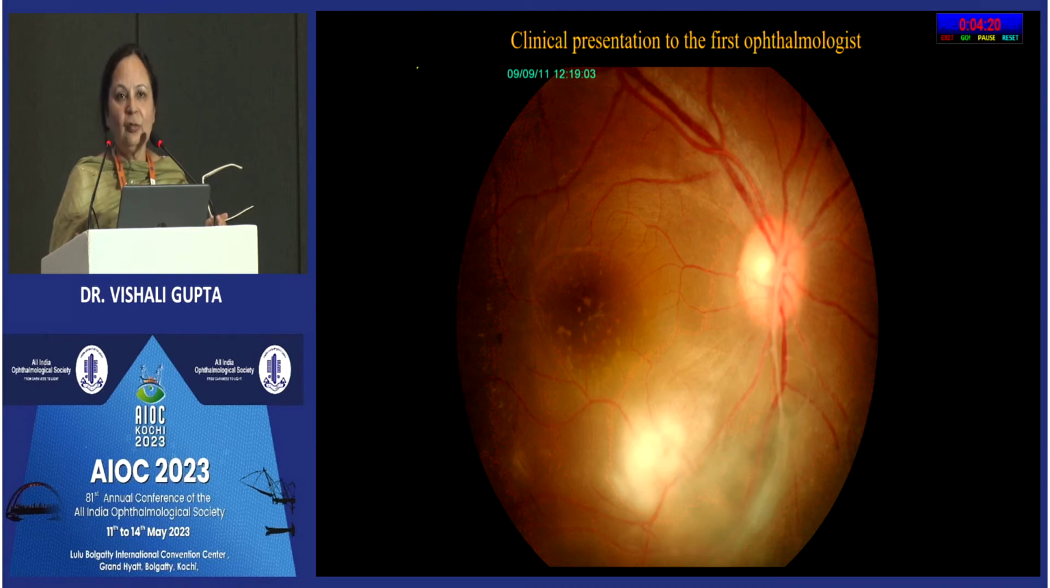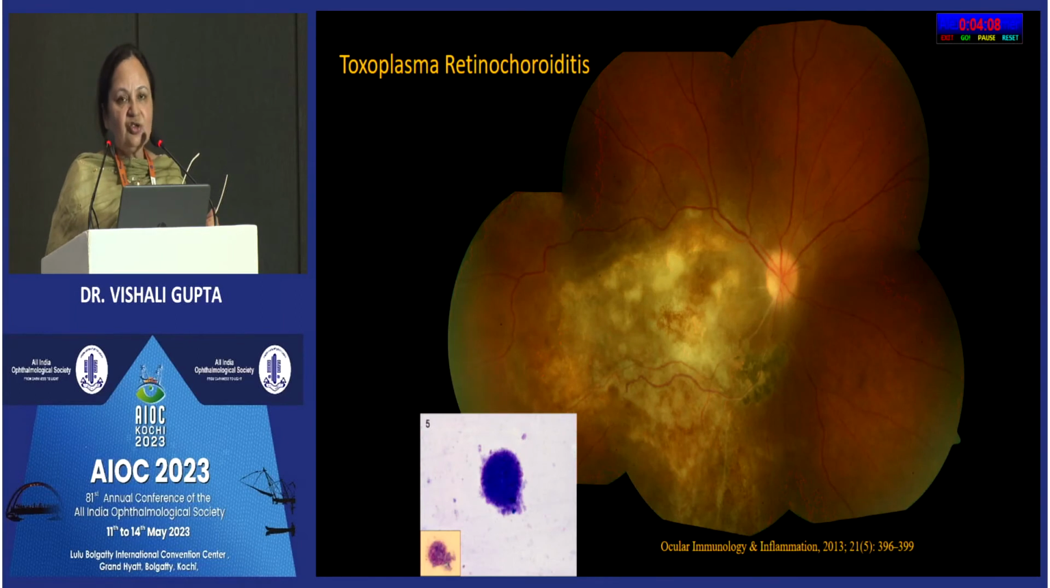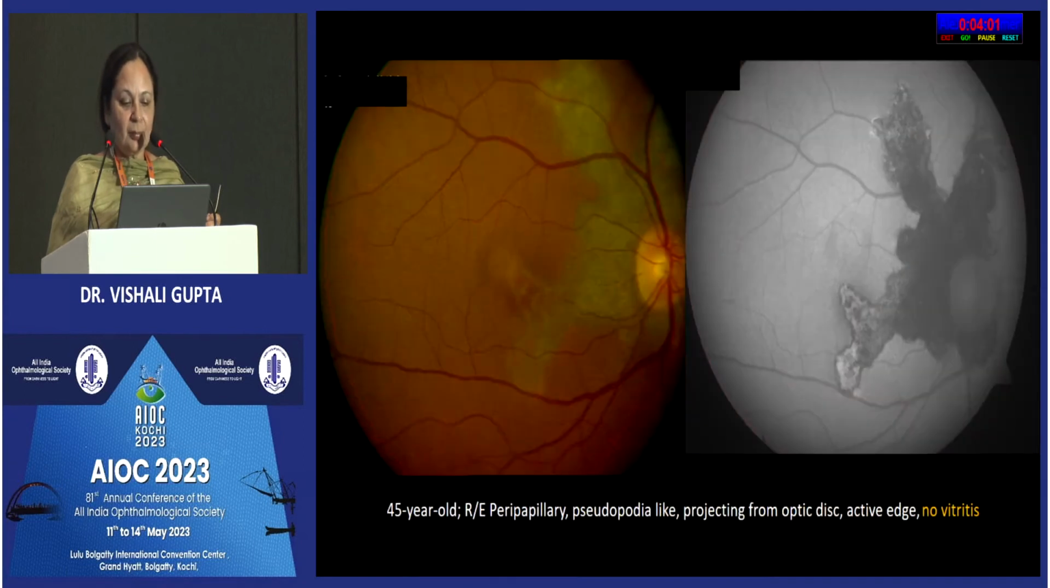We do not need omics, we don't need any of the fancy stuff to know that this is toxoplasma, and we have to give a specific therapy to this patient. So this patient eventually underwent vitrectomy and everything, and these are the toxocysts from the vitreous.